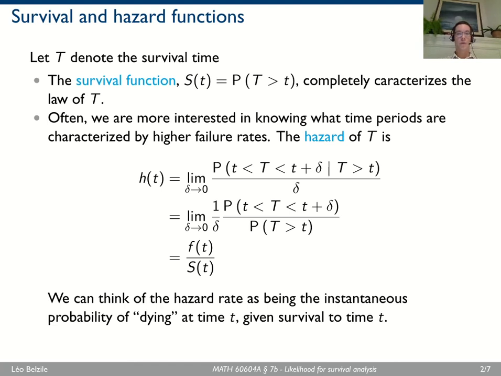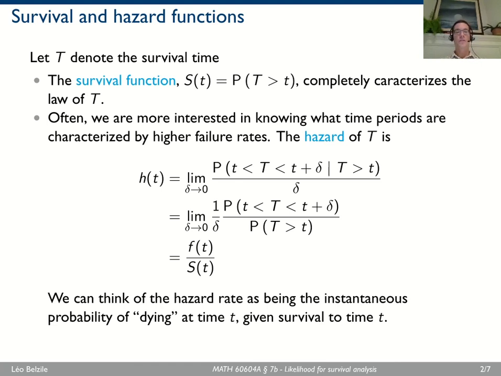So you may have seen the distribution function, which is the probability of some random variable being less than or equal to a specific value. The survival function is 1 minus this distribution function, and it fully characterizes the distribution, the law of the random variable T, which is here our time to event. So if we know S, we can answer: what's the expected survival time, or what's the time at which half of the people are dead? If you know this curve, you have all the information that really is needed.